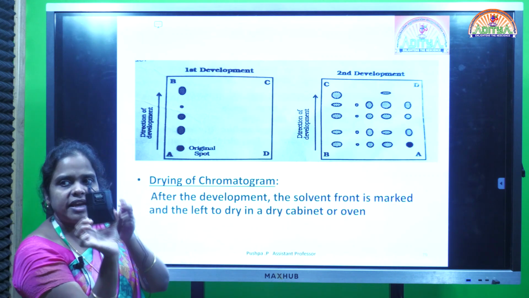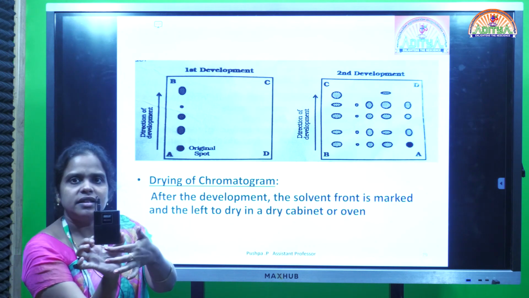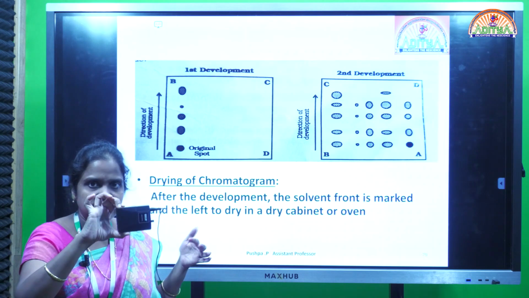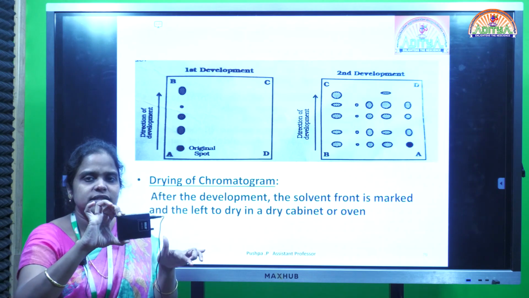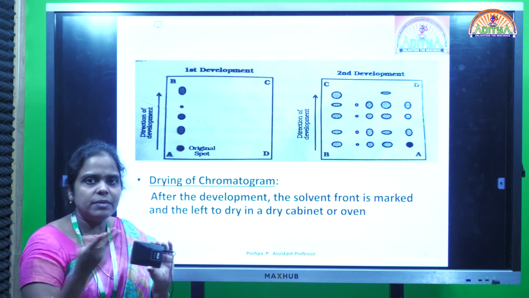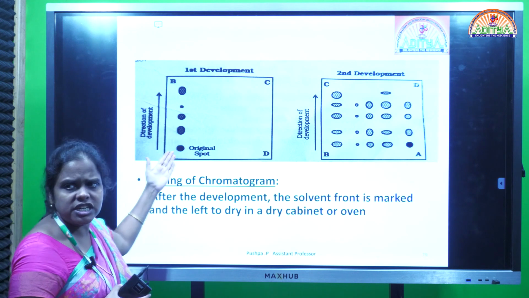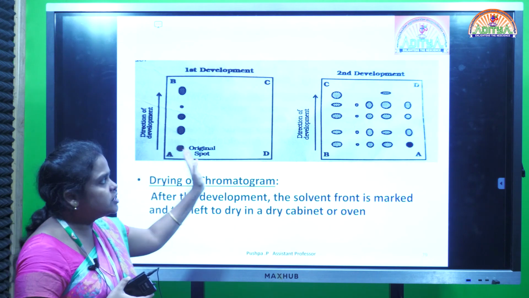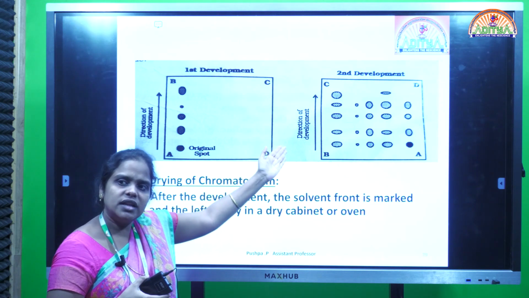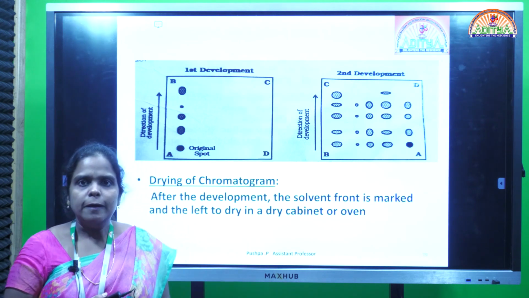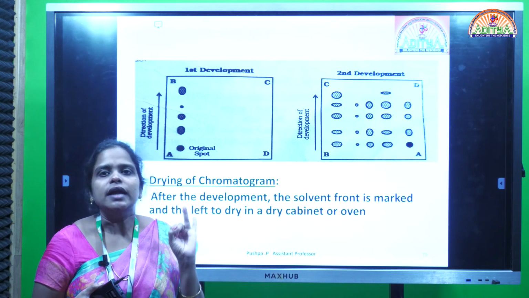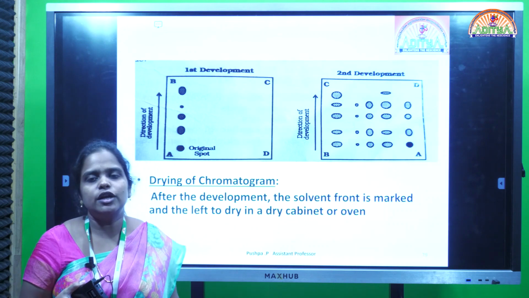First, by keeping the paper in the development tank, the elution has taken place in this direction, and then we change the direction clockwise by 90 degrees and do the elution in another direction. Two-dimensional. Why? Because some components may be eluted in this direction, and when you change the direction of the paper, some components may be eluted in that direction also. So these are the development techniques: ascending, descending, circular, ascending and descending, and two-dimensional.